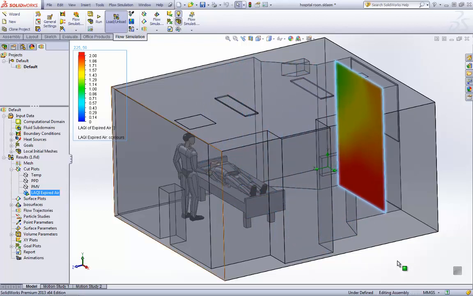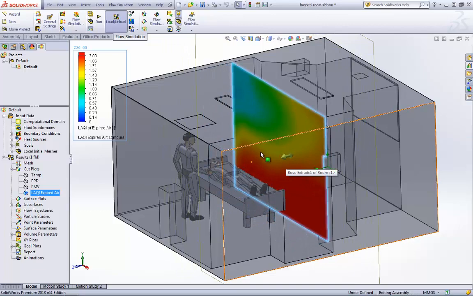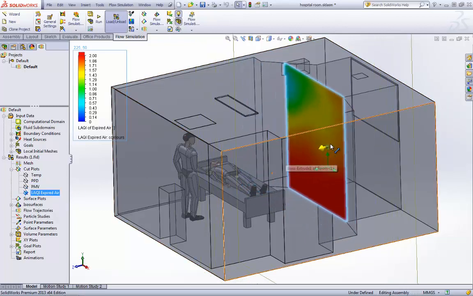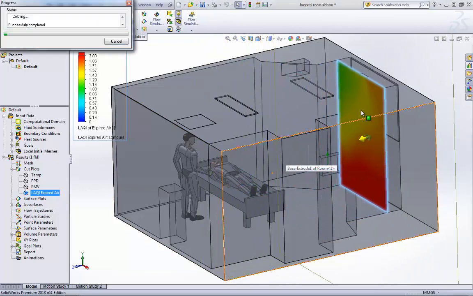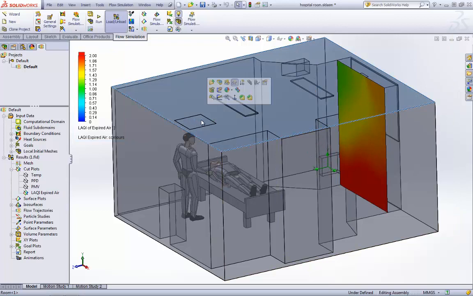Probably one of the best spots to see that is over here. You can see that the greens and the yellows are actually moving up towards the ventilation system, up towards the outlet. And you can see that right there too, where the expired air is being drawn into the outlet. Remember, this is the inlet here, and this is the outlet over here that's sucking air out of the room.